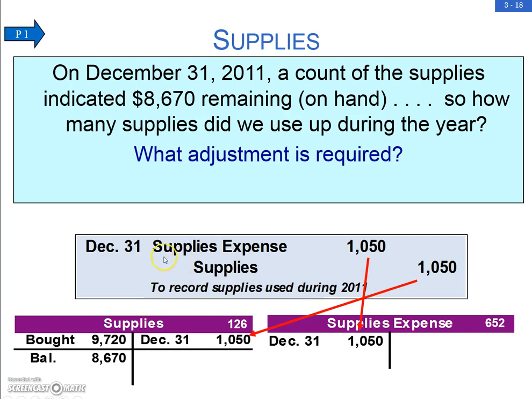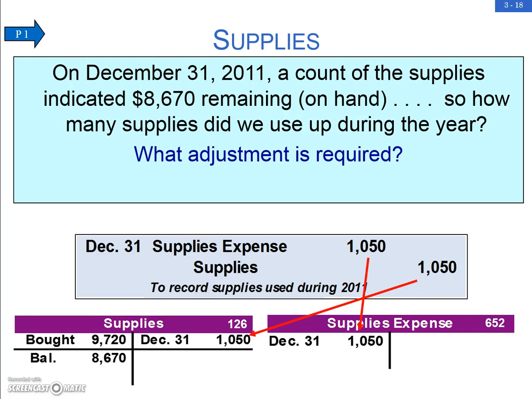Otherwise, we'd be lying if we put out financial statements at the end of the year and said, hey, we own $9,720 worth of supplies. That's not true. We've used up $1,050, and we only have $8,670. And by doing this adjusting entry, and posting that, of course, to the general ledger accounts, we get our accounts to show the proper balance. Supplies now shows $8,670 worth of supplies, which is exactly what our minion went in there and counted. So that's why we're doing an adjusting entry.